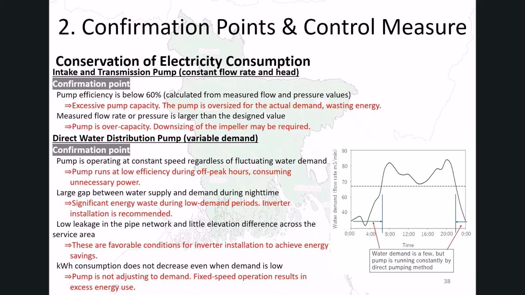Specifically, if kWh consumption does not decrease even when demand is low, that is a clear sign the pump is not adjusting to demand. Additionally, if there is a large gap between supply capacity and nighttime demand, and the pipe network has low leakage and little elevation difference, these are favorable conditions where further energy-saving measures can be effective.